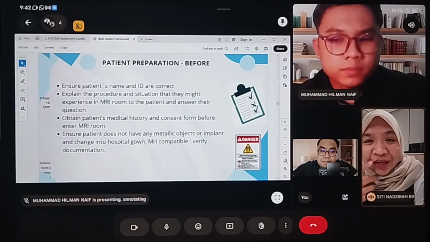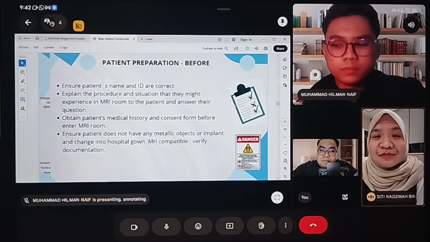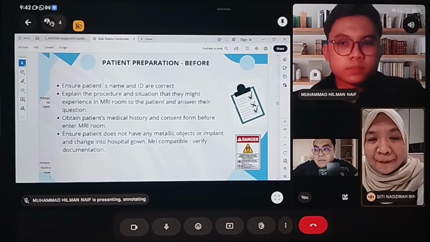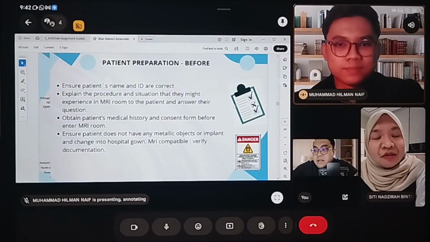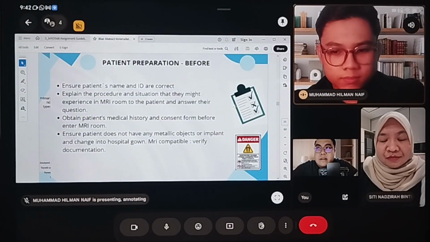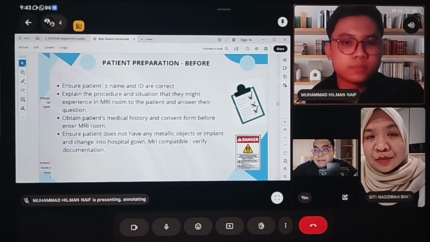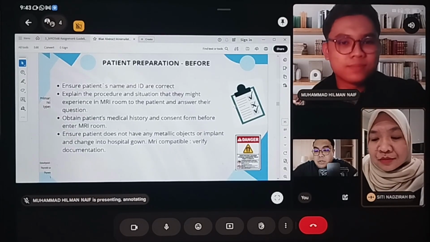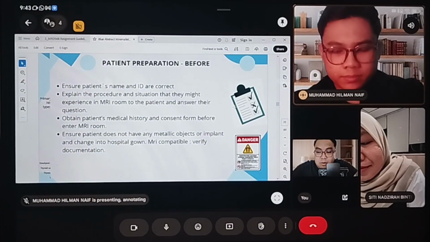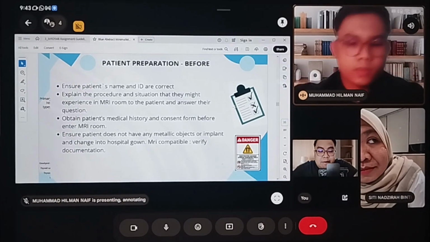You guys can see if there is anything to be added. So far, I think it is good. Okay, thank you, Nazira. Because your part is very important, it involves patient safety actually. So during the presentation, you need to explain more about patient safety before, during, and after MRI, and also the contrast administration.